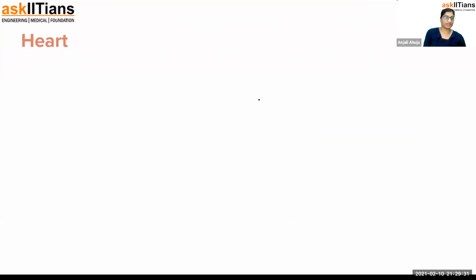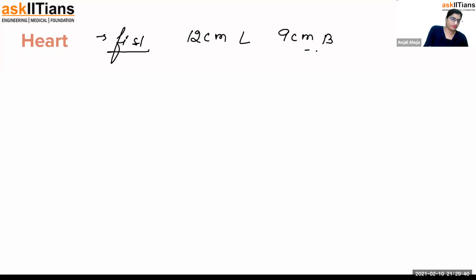Okay, so the human heart appears to be about the size of a fist, which is nearly 12 centimeters in length and 9 centimeters in breadth. This is present behind the sternum.